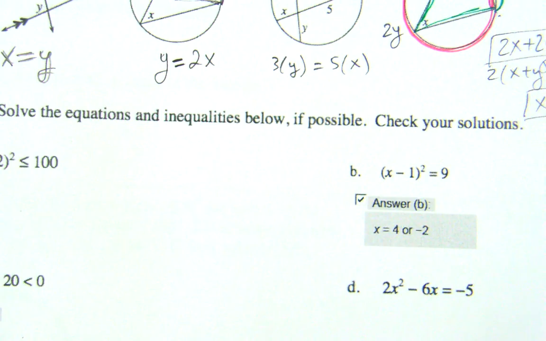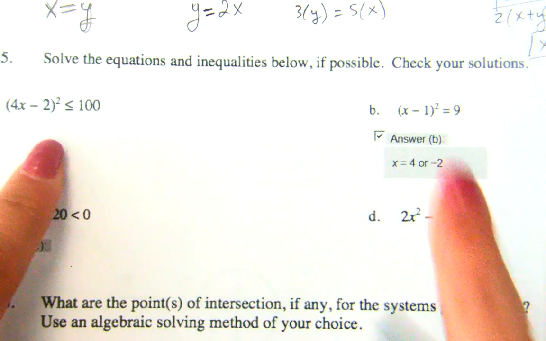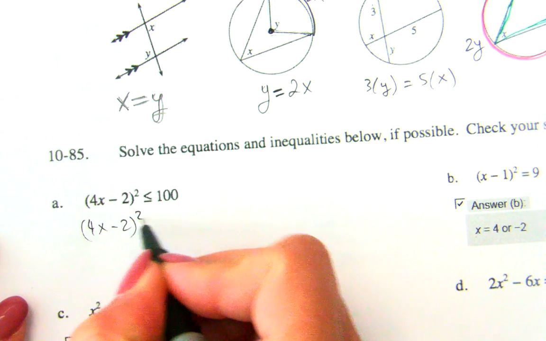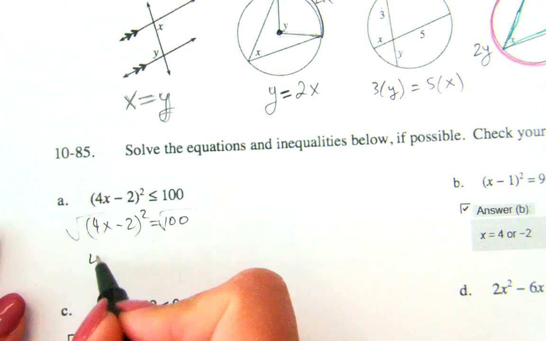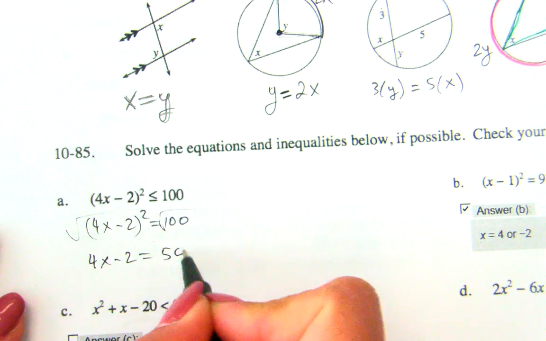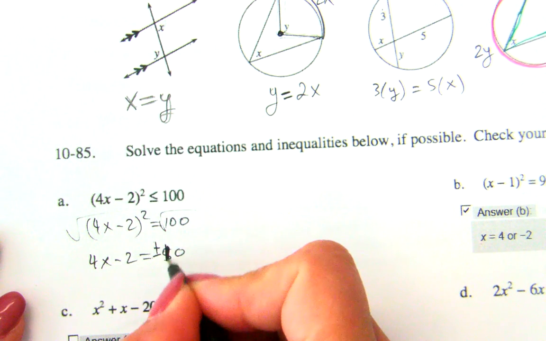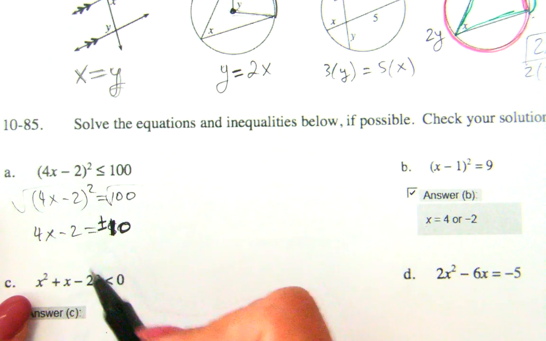85, you should kind of know what to do with, I'm hoping by now. They're all pretty straightforward, except maybe A and B. The easiest thing to do would actually be to say, okay, 4x minus 2 squared is equal to 100. If you actually square root both sides to begin with, you get 4x minus 2 equals plus or minus 10. And then you get 2 answers there to solve it.